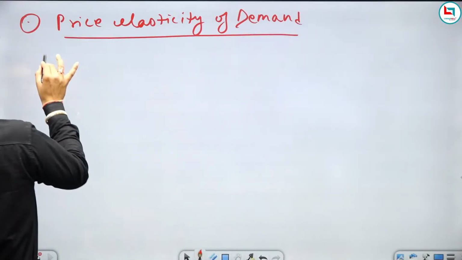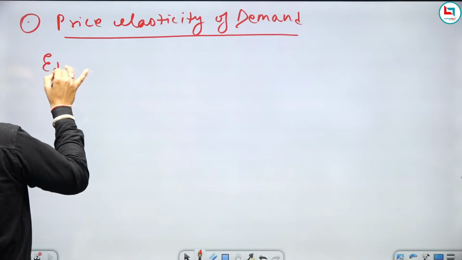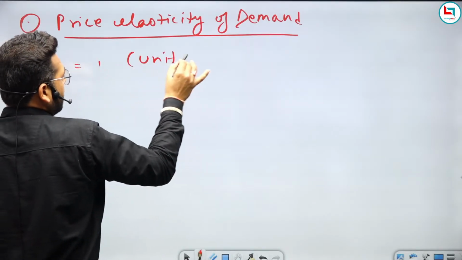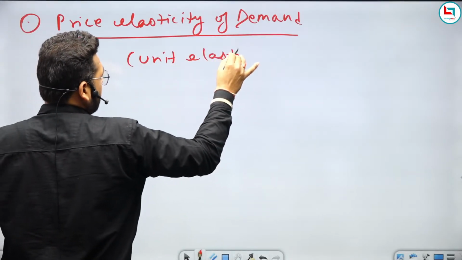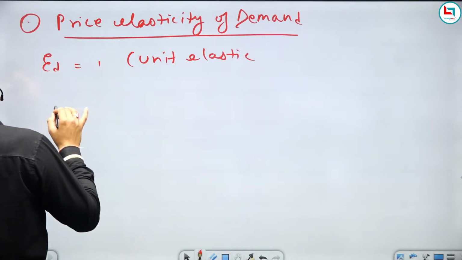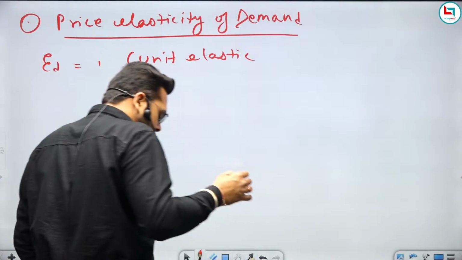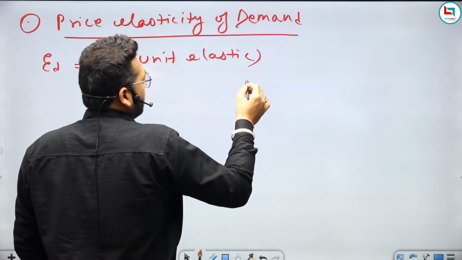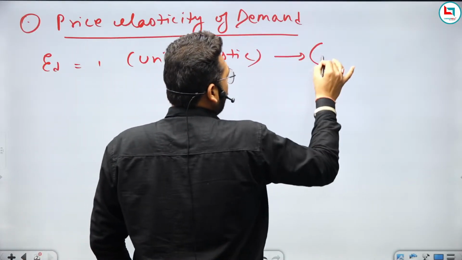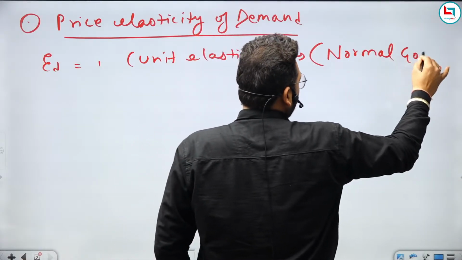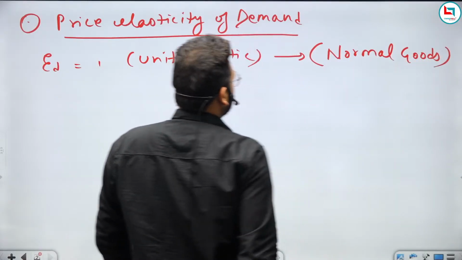So we have the possibility that ED, elasticity of demand, is equal to 1. It means unit elastic. In which type of goods does unit elastic come? This is for normal goods.